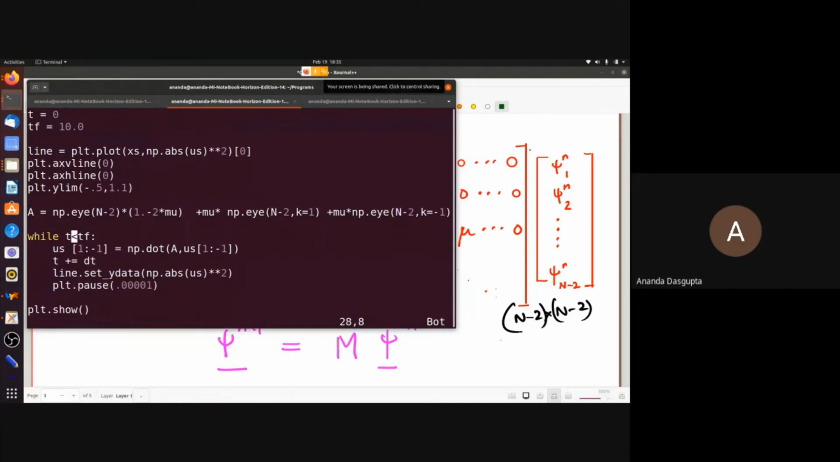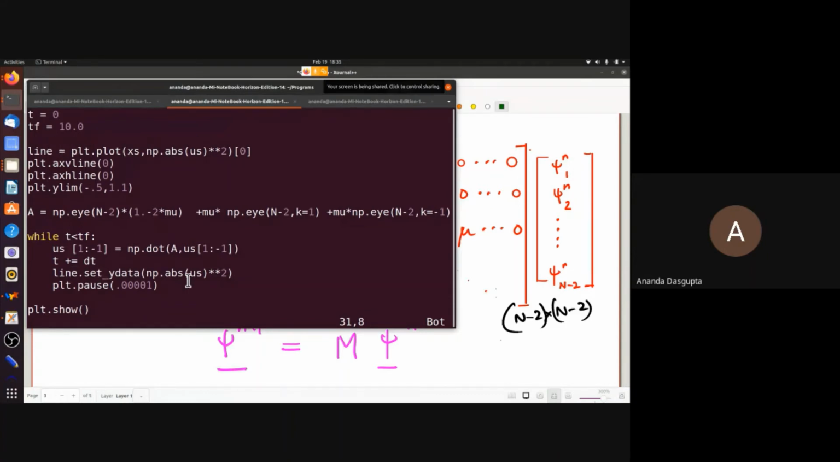And there are other ways of producing the tridiagonal matrix. I just did it most explicitly. And then I'm simply updating. At every time step, I just update by applying this matrix. End of story. And this is just line.set_ydata. Line is just the name of this variable, whatever object you have stored the graph in.